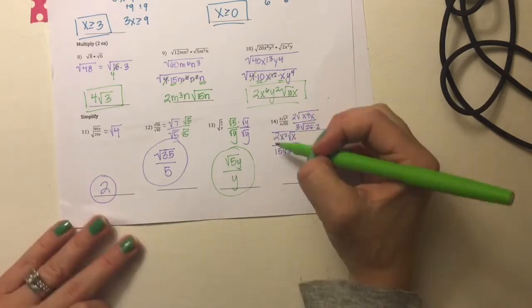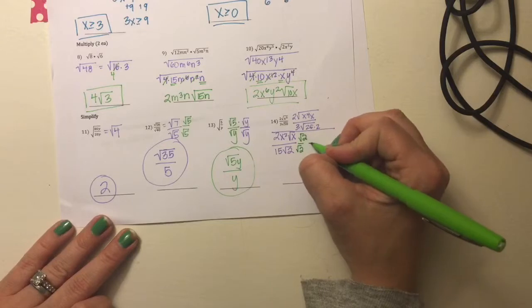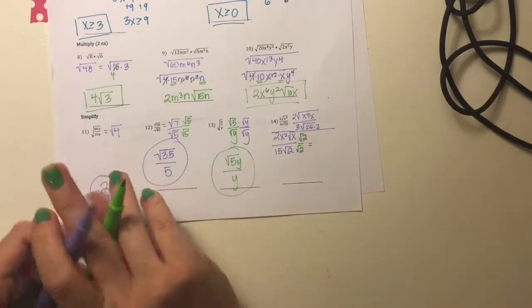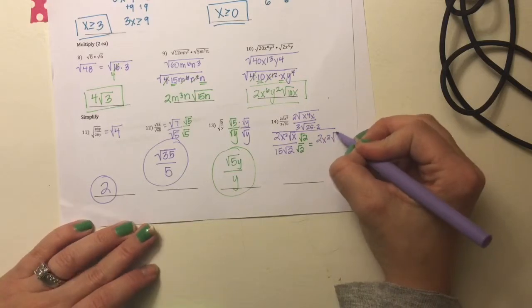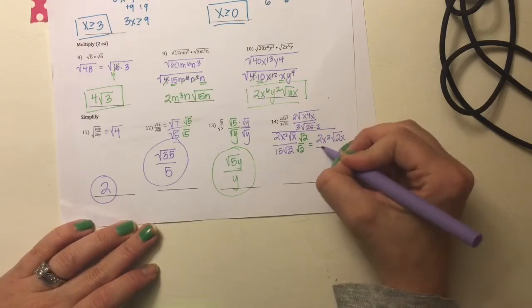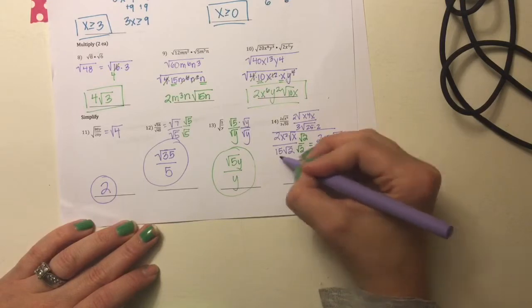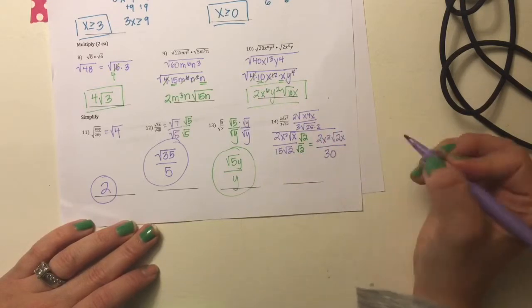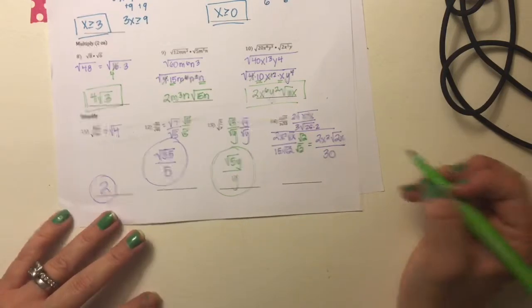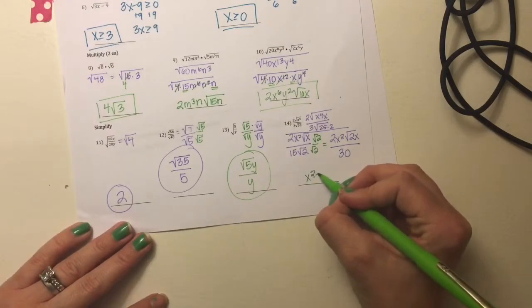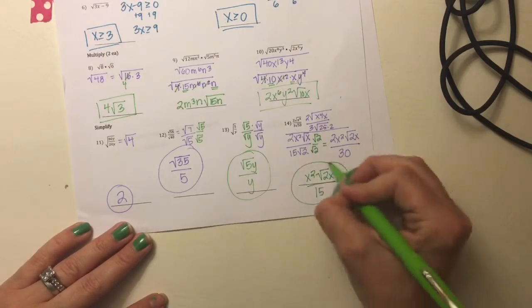So I'm getting closer, but I cannot have the square root down here, so I rationalize it by multiplying the top and the bottom by the square root of 2. So now I have 2x squared times the square root of 2x over the square root of 2 times the square root of 2 is 2. 2 times 15 is 30. And the very last step on this one is that 2 and 30 are both divisible by 2. So x squared times the square root of 2x over 15.